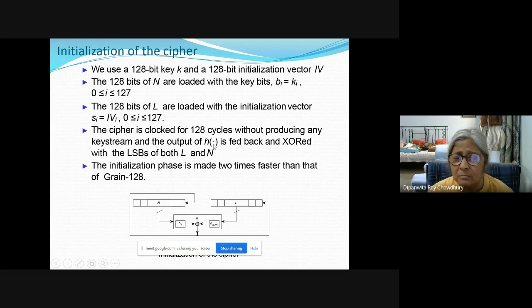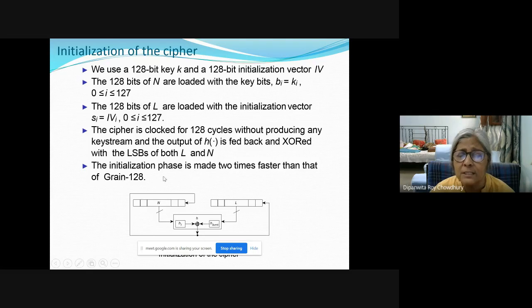The cipher is clocked for 128 cycles. See, here is some catch. If you remember, Grain used 256 cycles. So immediately we have halved the cycles. Later we reduced it some more. So this is 128 cycles without producing any key stream. That means this is called the pre-processing or the initialization. First these 128 cycles run with this type of structure with no output. See, this is only feedback. Those 128 cycles will run like that, XORed with the LFSR bits of both LNA.